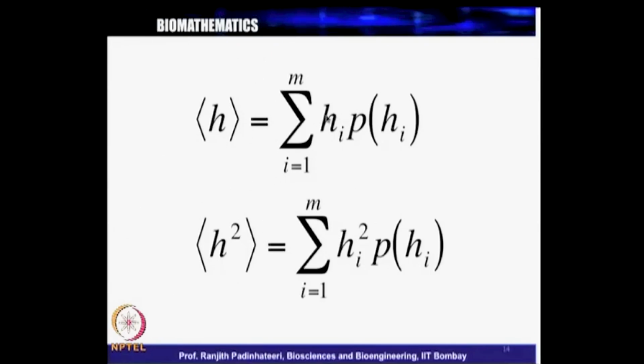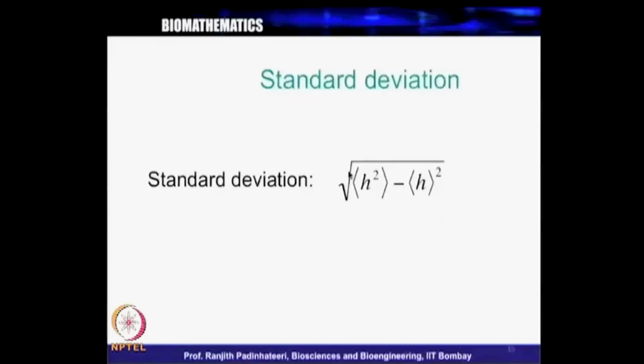So, do this calculation by taking an example in your case. Do an exercise yourself. If you know h average and if you know h square average, we can calculate h square average minus h average square, which is the variance, whose square root is the standard deviation. So, the standard deviation that we discussed before can be easily calculated in this particular fashion.